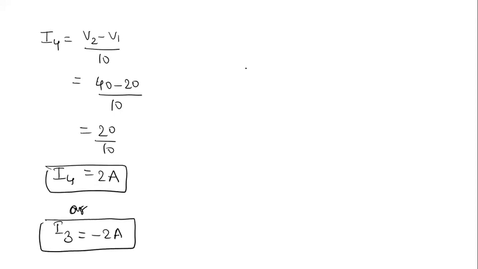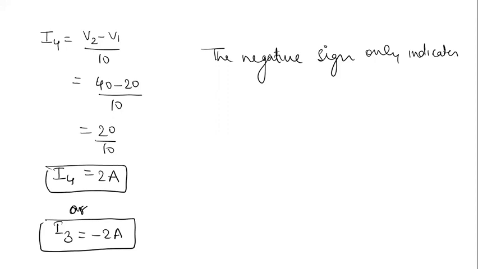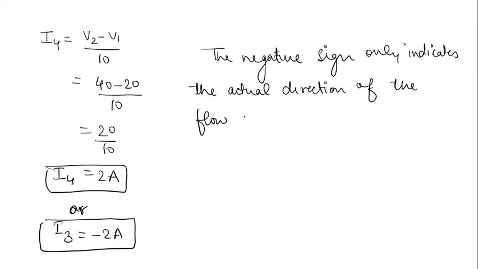Now the negative sign only indicates the actual direction of the flow of current. That is it. It has nothing to do with anything else. It only indicates the actual flow direction of the current.